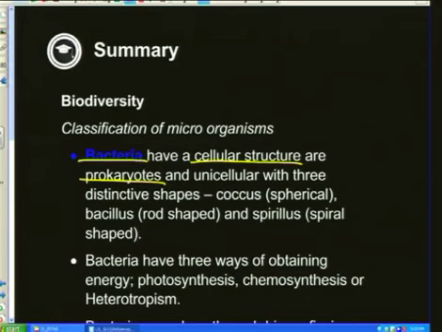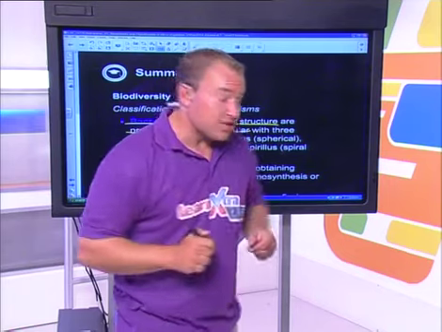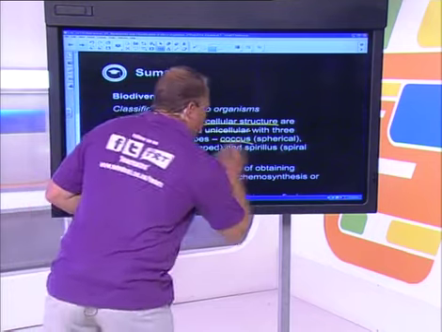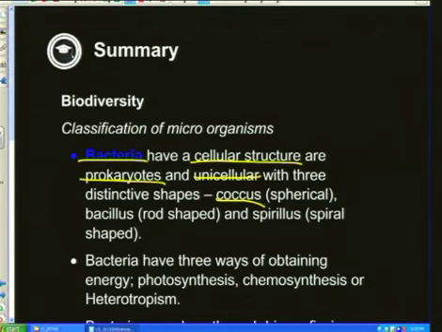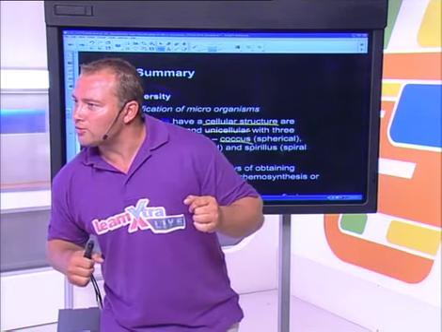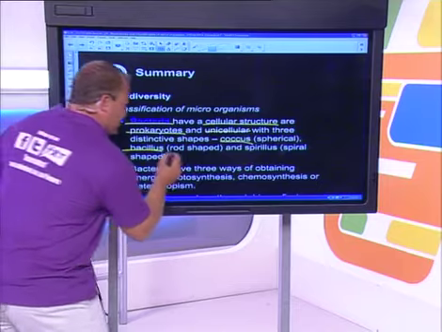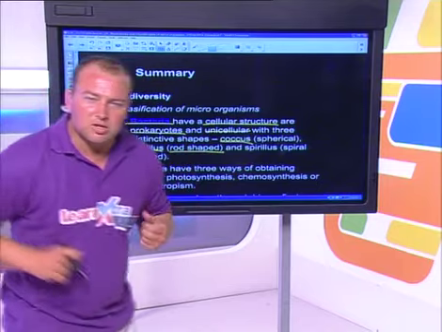And it is unicellular once again, okay, with three distinctive shapes. They're going to ask you this, three distinctive shapes. There is coccus, and then they've got bacillus. Now, coccus, for example, is a sphere-like shape, like a toilet roll. And then you get bacillus, which is rod shape. Rod is nice and easy.